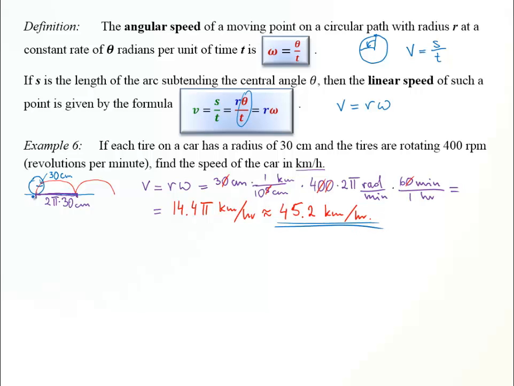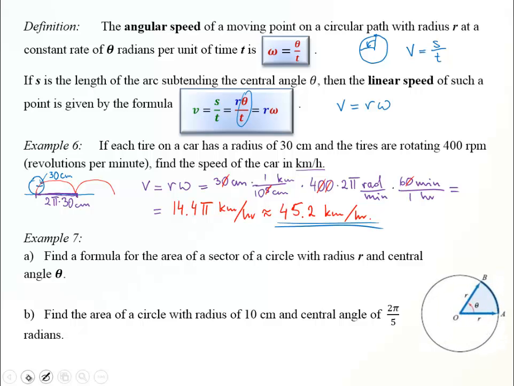So you see on the diagram, we have 2 pi times 30, and this full revolution happens to repeat itself 400 times. So 400 of those segments during 1 minute. If we multiply 400 times 2 pi times 30 and then convert into proper units in kilometers per hour, we have the answer.